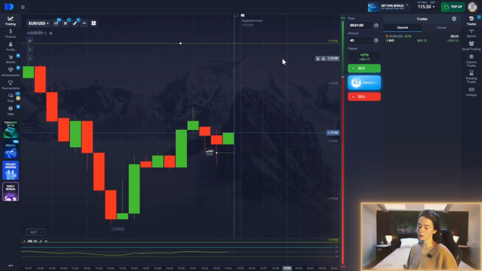Euro-dollar is a popular pair, many traders work with it. Trading here is calm lately. I don't see strong spikes. With proper technical analysis and a few indicators, you can earn very well. Now a bullish candle is forming. We have 5 seconds left. I don't expect a sharp reversal and we will close in profit.